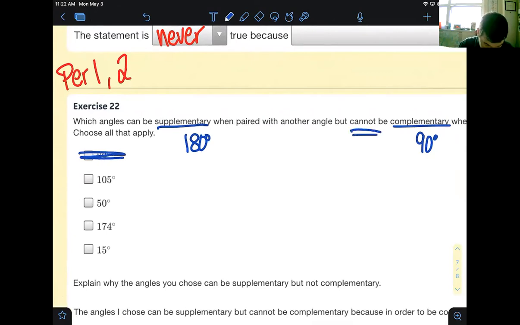Okay, so 105, I like that one. I can add something to it to make it equal 180, but it's already too big. In fact, the two angles that are too big are the 105-degree angle and the 174-degree angle because they are already over 90. These 3 angles, I could add something to them to make them equal 90 and 180, and that's not what the question is asking me to do. I want just the angles that I could make supplementary, but they're too big to be complementary with another angle.